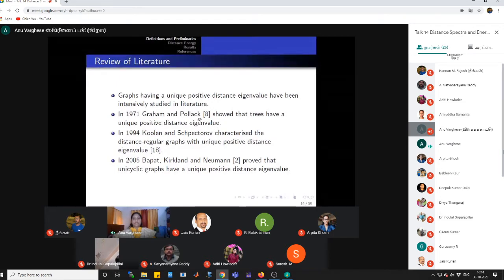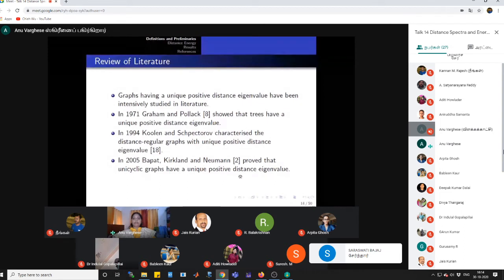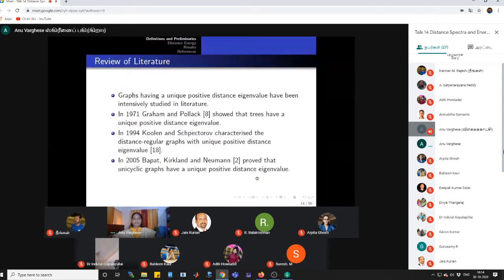Graham and Pollak showed that all trees have a unique positive distance eigenvalue. In 1994, Koolen and Shpectorov characterized the distance regular graphs with a unique positive distance eigenvalue. In 2005, Bapat, Kirkland and Neumann proved that unicyclic graphs also have a unique positive distance eigenvalue, and many other graphs.